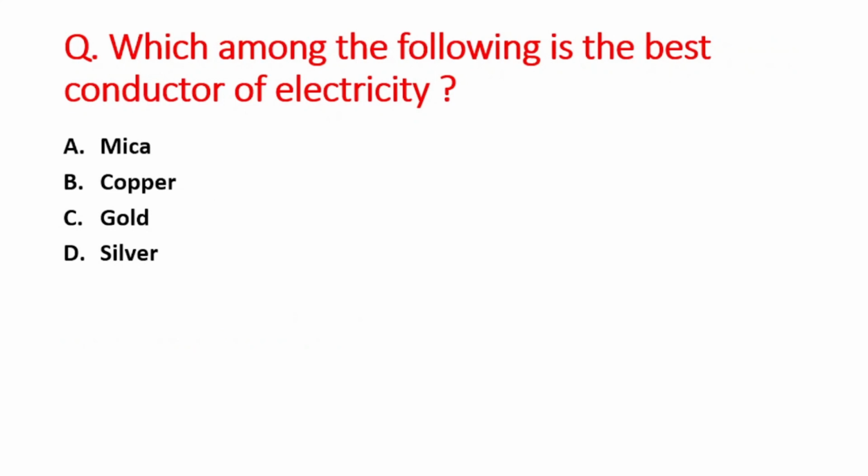Next question: which among the following is the best conductor of electricity? A option is mica, B is copper, C option is gold, and D option is silver. So the right answer is option D, that is, silver.